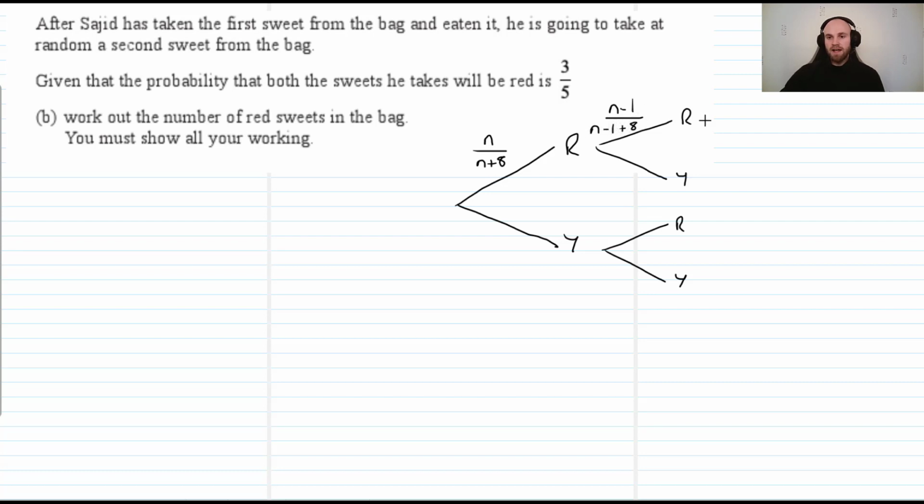And the probability of getting a red and then a red is given in this question. I'll just circle it in the color red. It's going to be 3 out of 5. So when it comes to picking two reds, we're going to have this first pick here, multiplied by the second pick, which is here, is going to give us 3 out of 5.